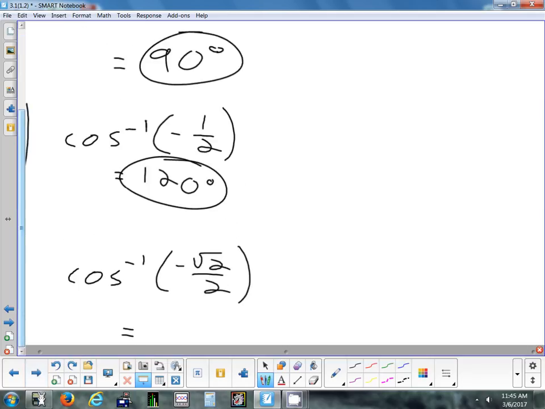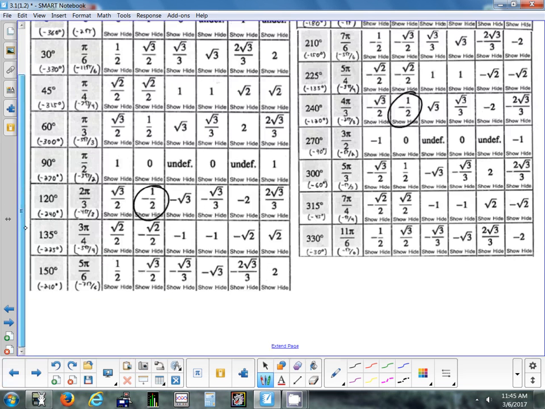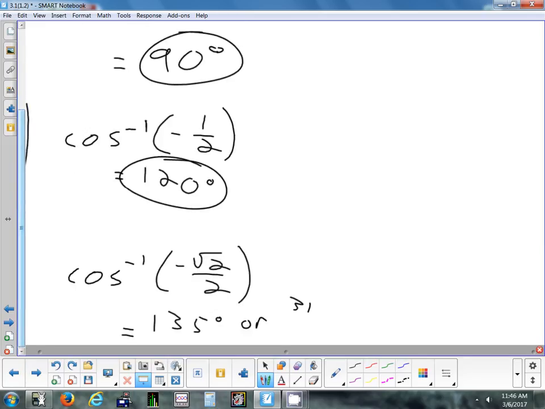And how about inverse cosine negative root 2 over 2? 135. Yep. Anyone else get 135? Now, if they wanted it in radians, what would you say in radians? Yeah, it's right there, 3 pi over 4. So you can either convert it yourself to radians, or you can look it up on the chart. Okay, 3 pi over 4. I didn't do as many in radians, but you should be familiar with both. Does anybody need me to go back and show you how to do radians on these other ones?